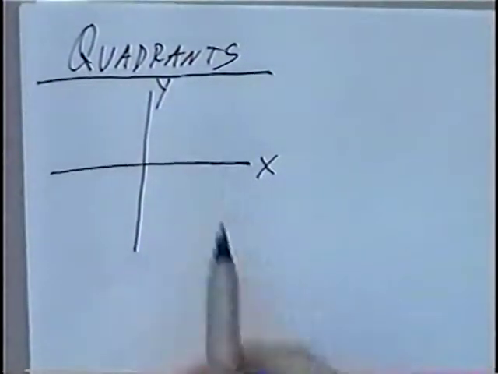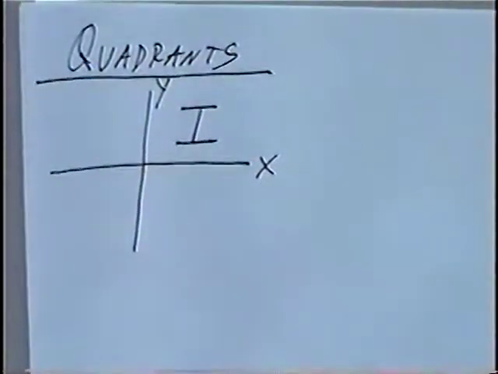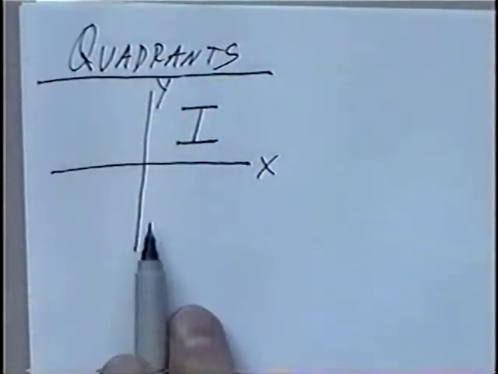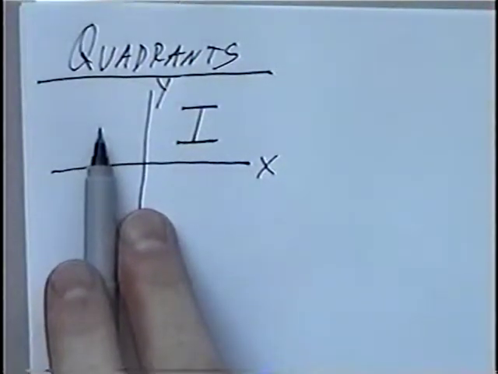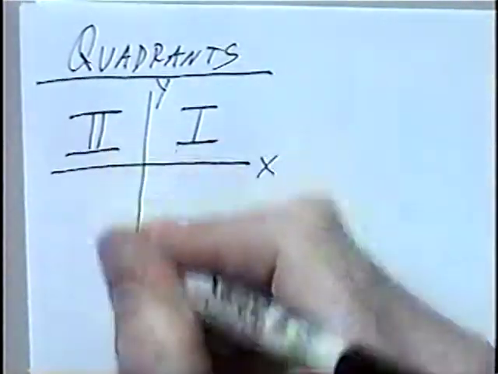The top right quadrant is quadrant 1. We'll use Roman numeral 1 to represent that. Going counterclockwise, the next quadrant in the top left-hand corner is quadrant 2, and we'll use Roman numeral 2 for that quadrant.